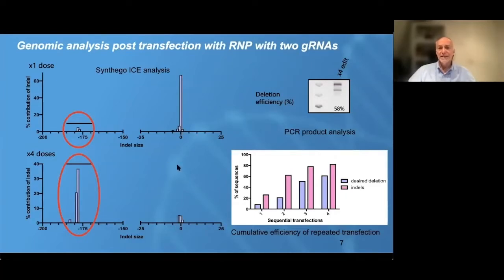So we then repeated the transfection, which allows an accumulation of editing events. And so you can see that after sequential transfections, we achieved a much greater increase in the targeted excision, which was shown to be somewhere in the region of 60%.